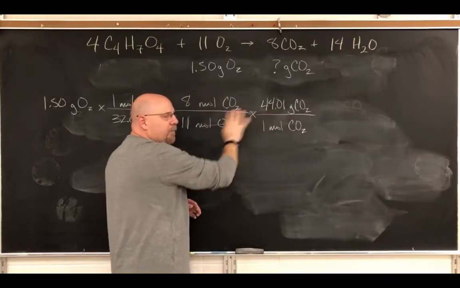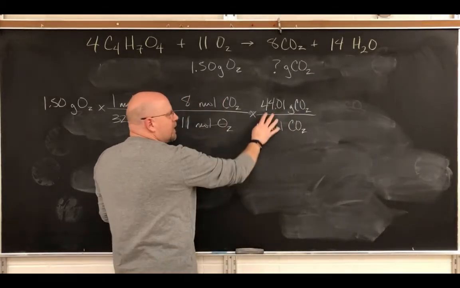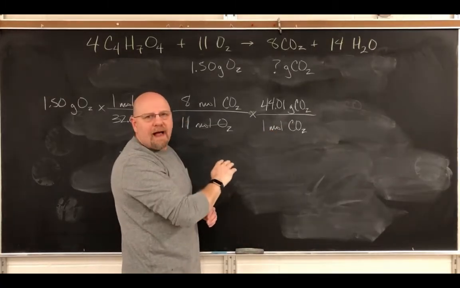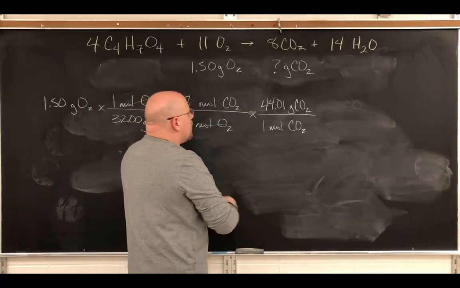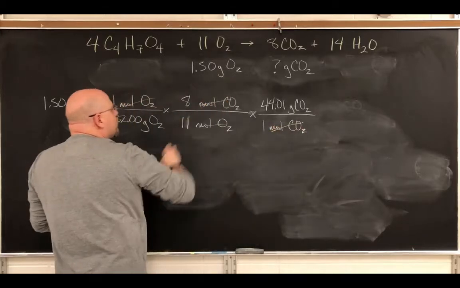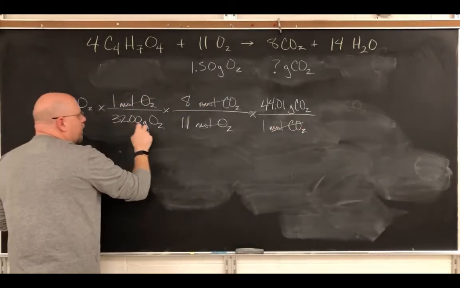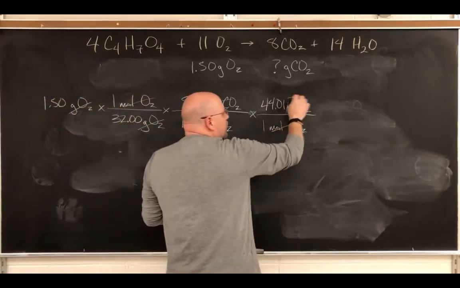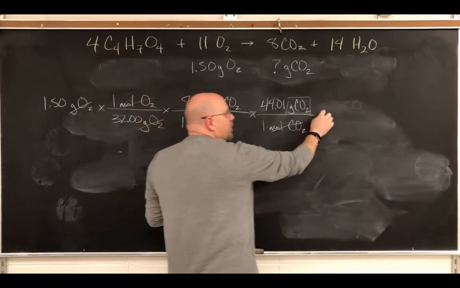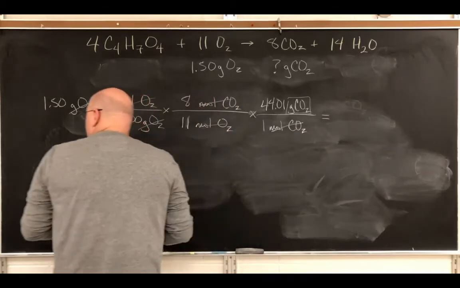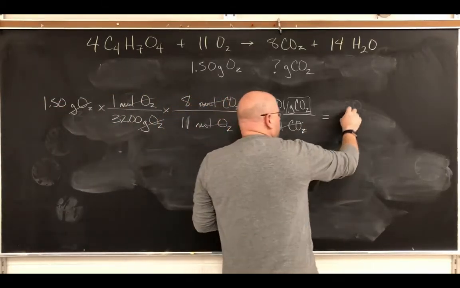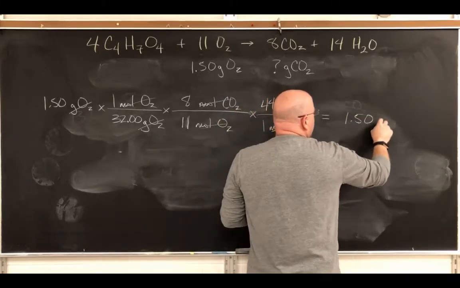Again, we're adding this up off the periodic table, and anytime you add up off the periodic table, that is equivalent to 1 mole of that compound. That allows us to cancel out our moles of CO2. Forgot to cancel out our grams of O2. And the only unit we're left with now is grams of CO2, grams of carbon dioxide, which is what we are looking for. And we end up with 1.50 grams of carbon dioxide.